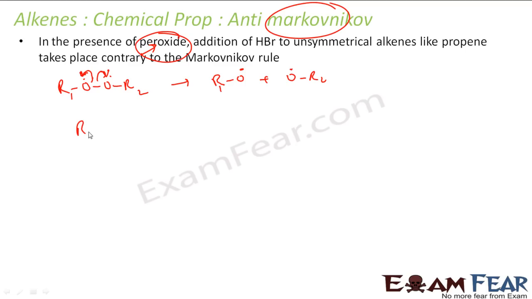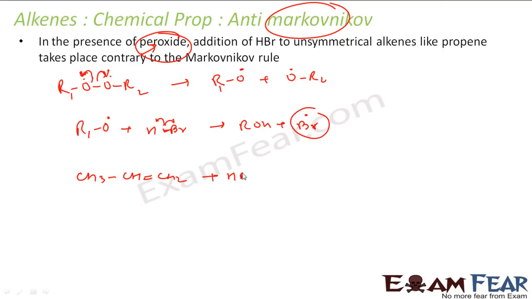In that case, you take any of these RO radicals and react it with HBr. So this also goes for homolytic cleavage and you get ROH and Br dot. So you get a Br free radical here. Now, let's suppose this is my initial compound, CH3 CH=CH2. When it reacts with the Br free radical, the double bond breaks. This becomes CH3 CH dot and CH2 dot. Now in this, bromine will react.